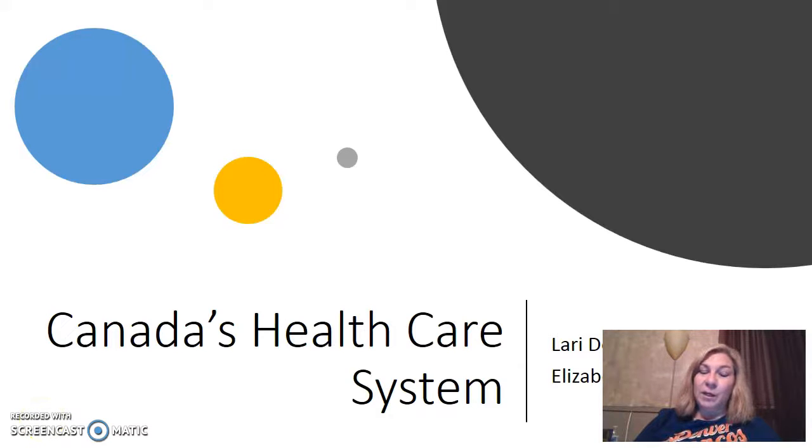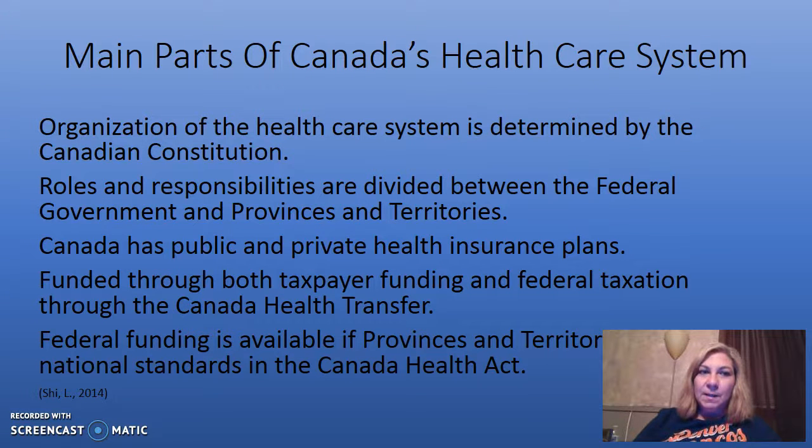I'm doing my video presentation on Canada's healthcare system for Elizabethtown College. First, I'm going to talk about the main parts of Canada's healthcare system. The organization of the healthcare system is determined by the Canadian Constitution. The roles and responsibilities are divided between the federal government and the provinces and territories. Canada has both private and public health insurance plans, and they're funded through both taxpayer funding and federal taxation through the Canada Health Transfer. Federal funding is available if the provinces and territories meet national standards in the Canada Health Act.